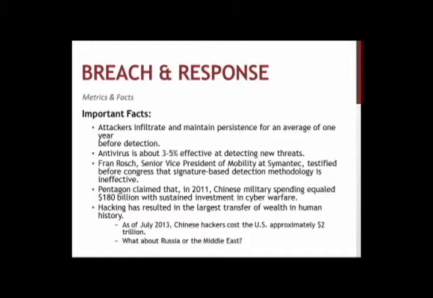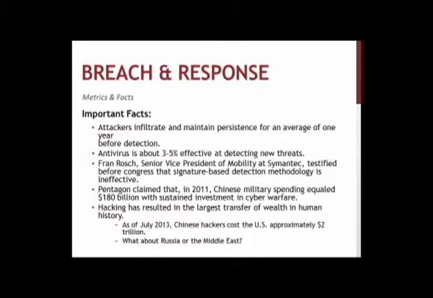And if you take a look at some other statistics that we've seen, as of July 2013, Chinese hackers had apparently cost the United States around $2 trillion. That's just Chinese hackers. So, let's say that 100% of the 180 billion of sustained military spending, which isn't the case, they did other things too, was spent on cyber warfare. Well, they pulled out $2 trillion. So even at that number, it was a substantial ROI. But that's just part of the equation.